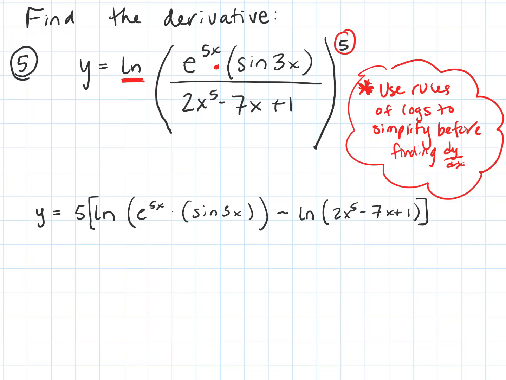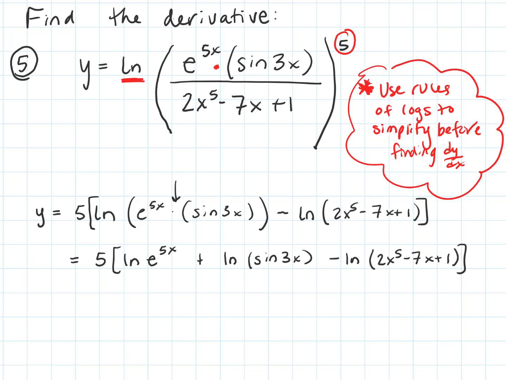Okay? And logarithms also allow me to break up products into sums. So one last line, let's write this as 5 times the natural log of e to the 5x plus the natural log of the sine of 3x minus the natural log of 2x to the 5th minus 7x plus 1. Oh my goodness, look at that. That's going to simplify nicely too.